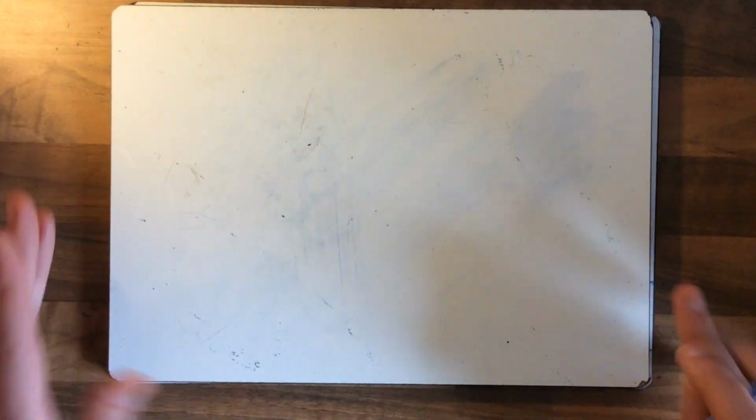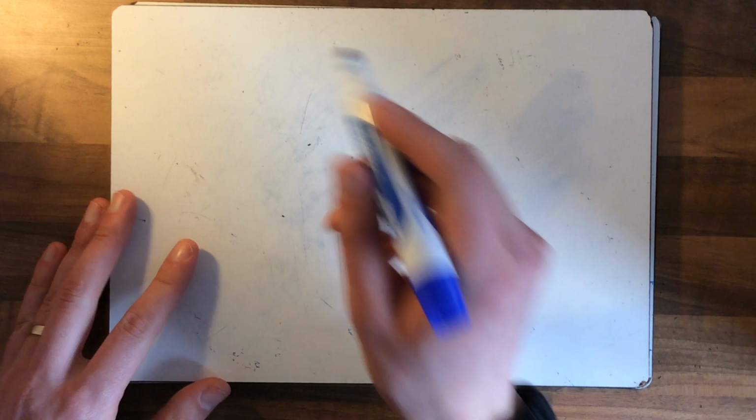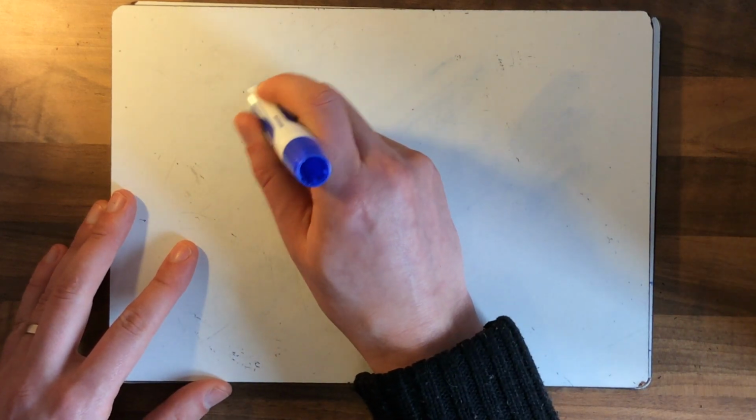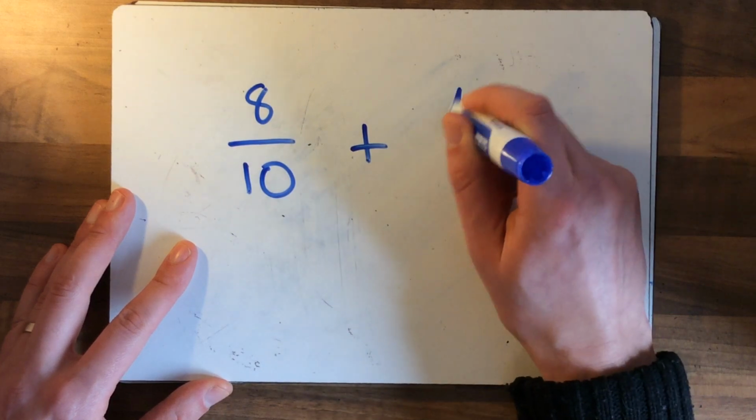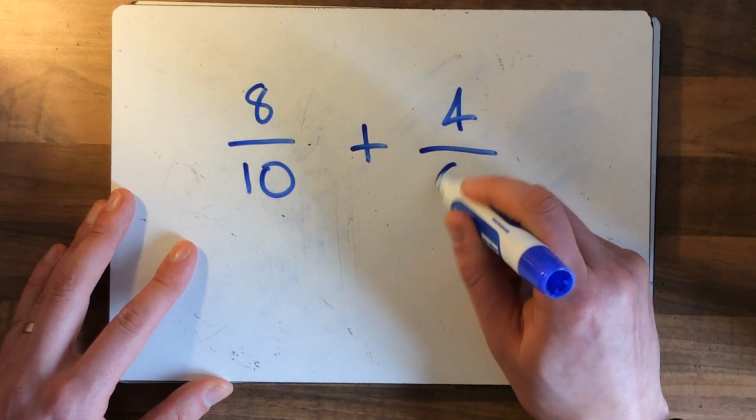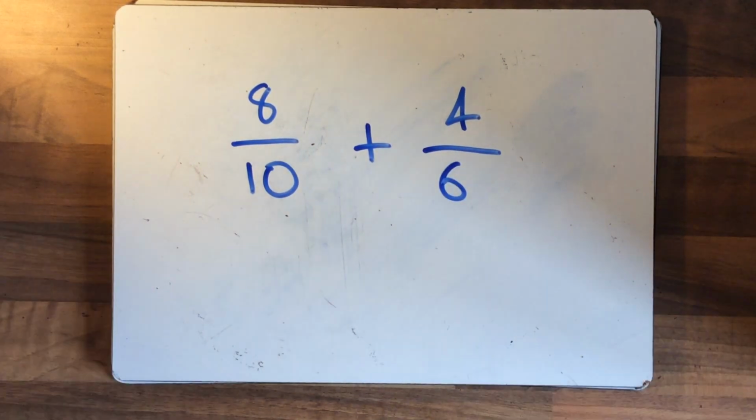Right, let's have a go at a couple more. Let's have a go at an addition this time. Okay, so 8/10 add 4/6. Could you have a go at that one for me, please? Year 6, you might have to pause the video there.